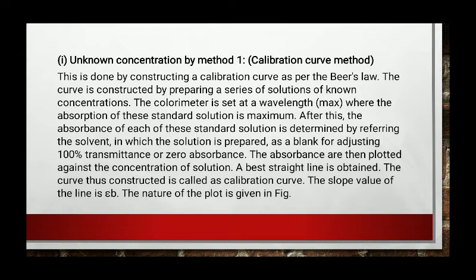After this, the absorbance of each of these standard solutions is determined by referring to the solvent in which the solution is prepared as a blank for adjusting 100% transmittance or zero absorbance. The absorbances are then plotted against concentration of solution. A best straight line is obtained and the curve thus constructed is called calibration curve. The slope value of the line is epsilon b.